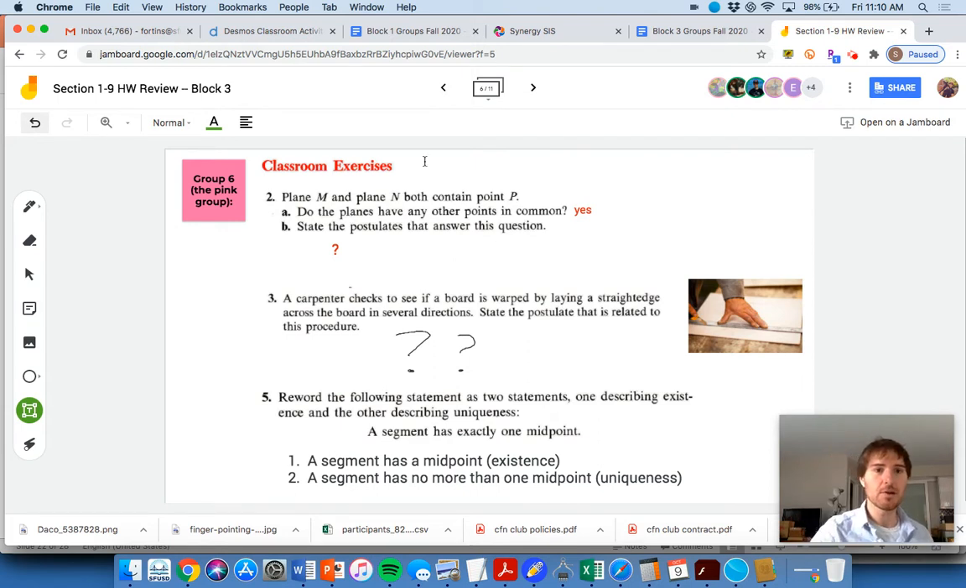So anyways, the pink group today had a couple questions. They put some question marks down. So let's go over these very quickly. Question 2: plane M and plane N both contain point P. Do the planes have any other points in common?